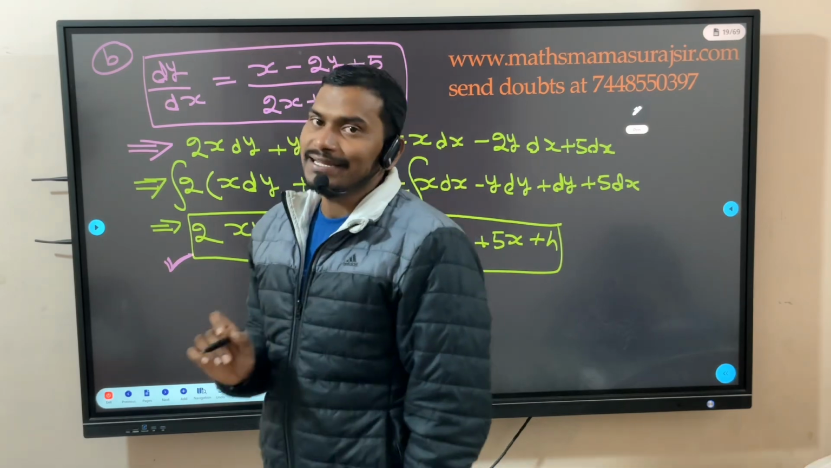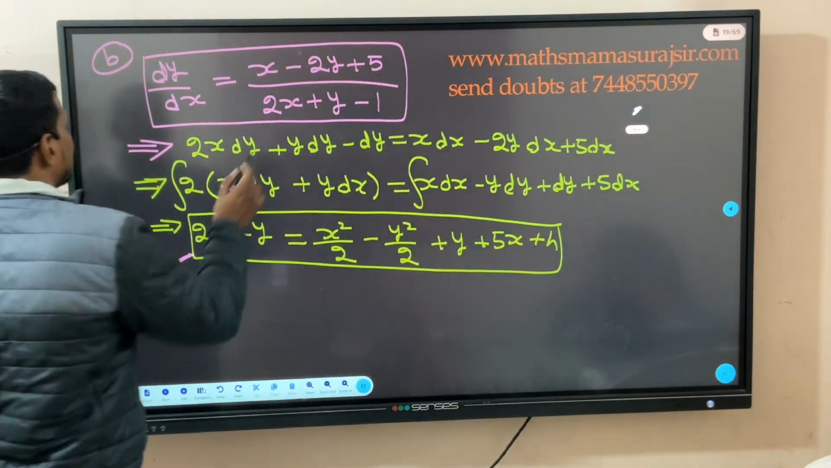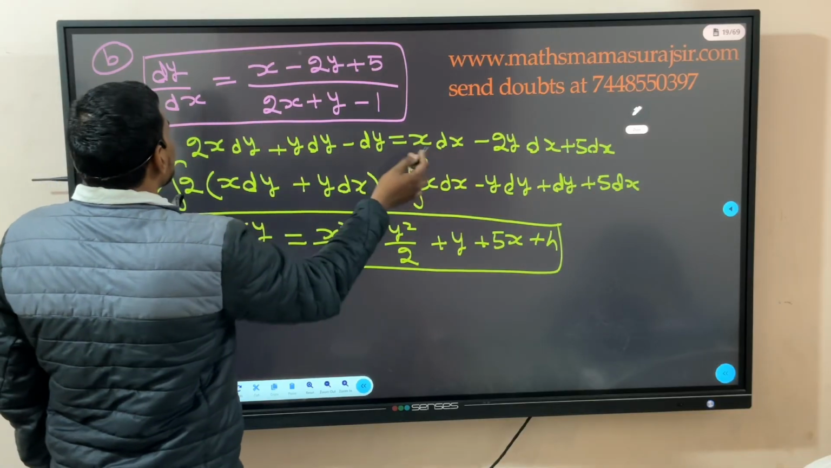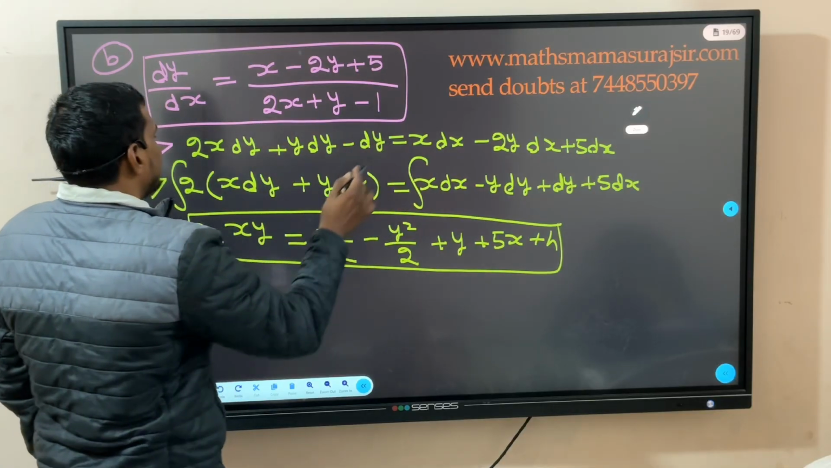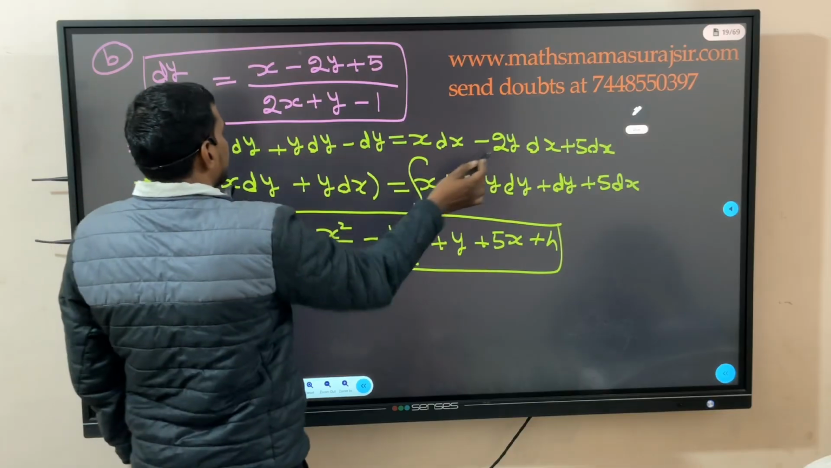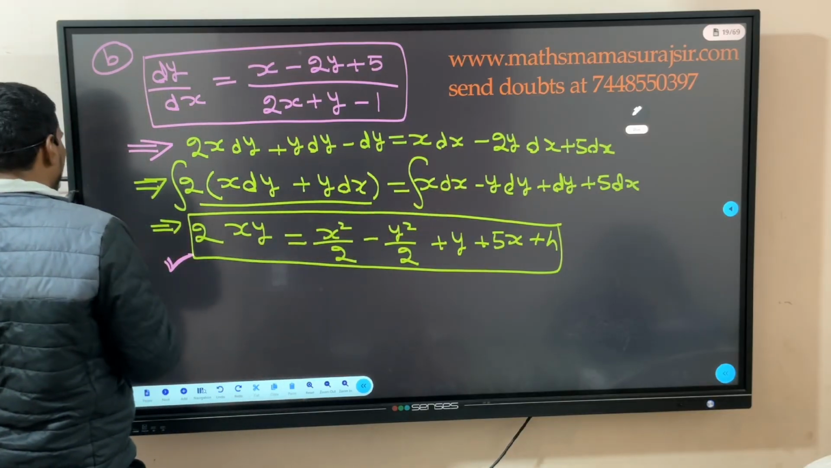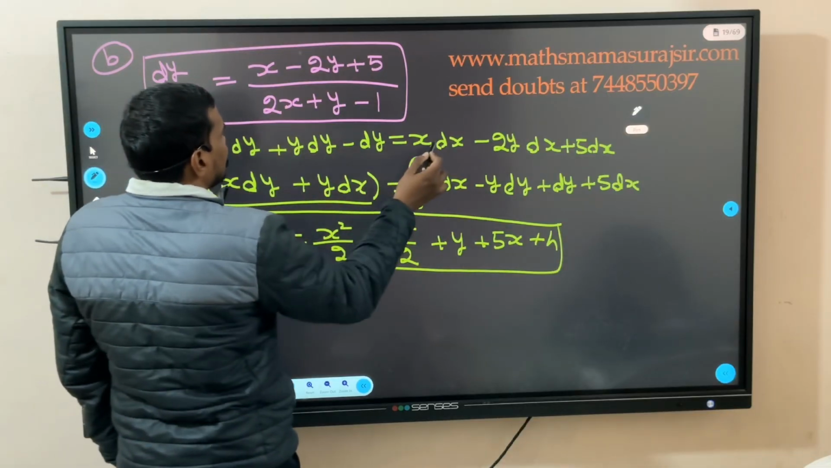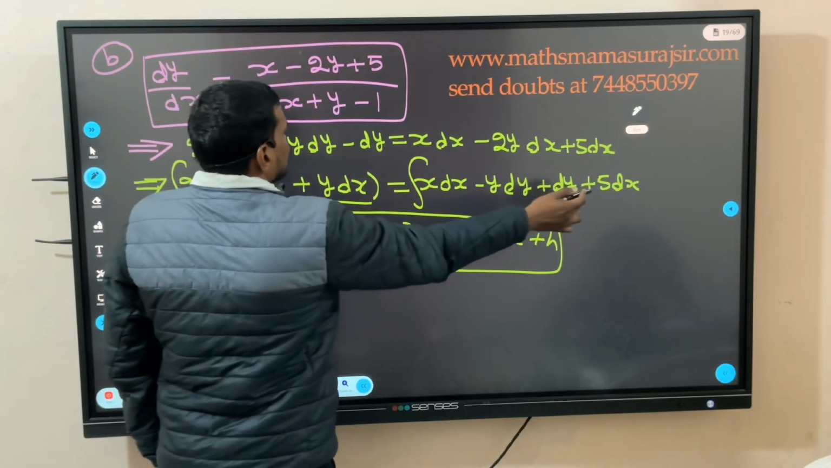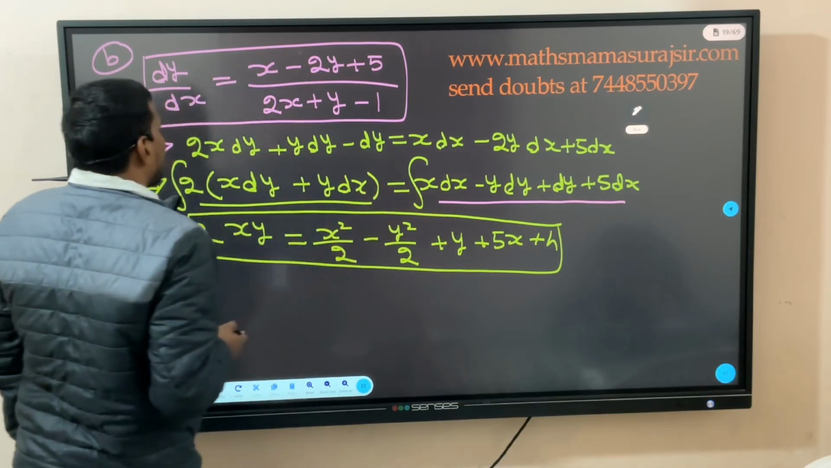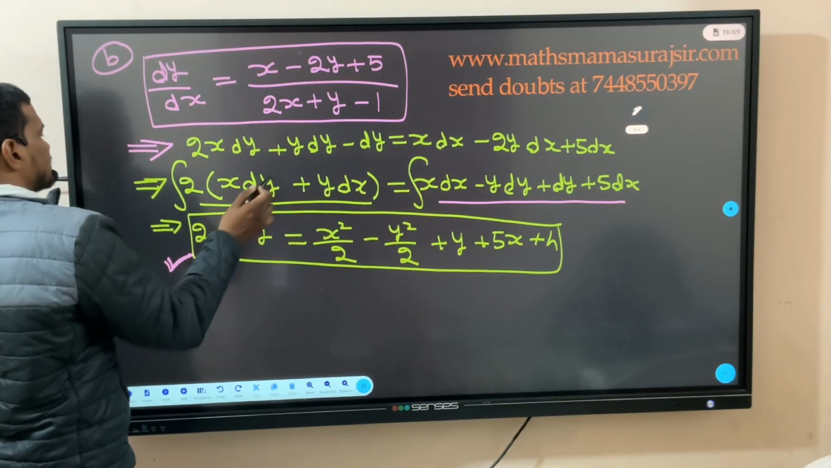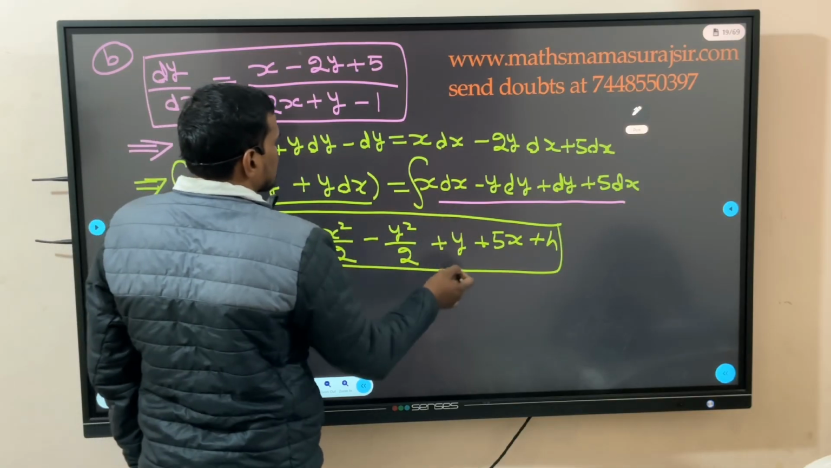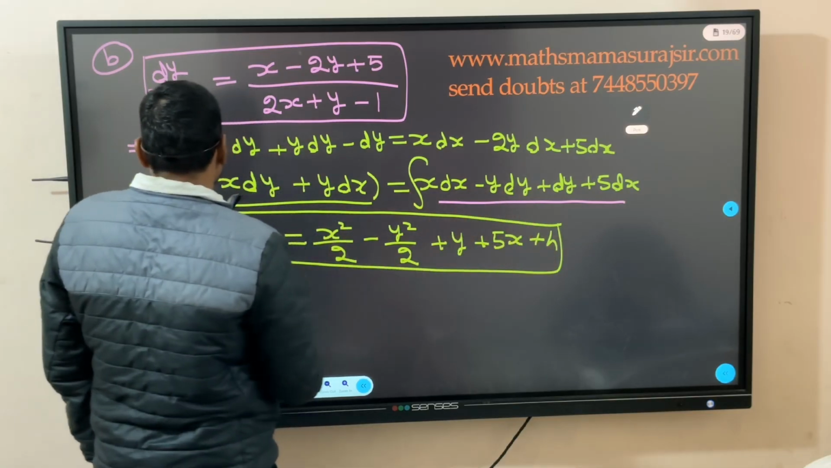See how we are doing. On cross multiplication, it is 2x dy plus y dy minus dy, and here x dx minus 2y dx plus y dx, and here x dy. So here y dx we have taken, and here x dx, here y dy. x dy plus y dx is d of xy, integration is xy. x dx is x square by 2, minus y square by 2, plus y, plus 5x, plus lambda. That's your answer, beta.